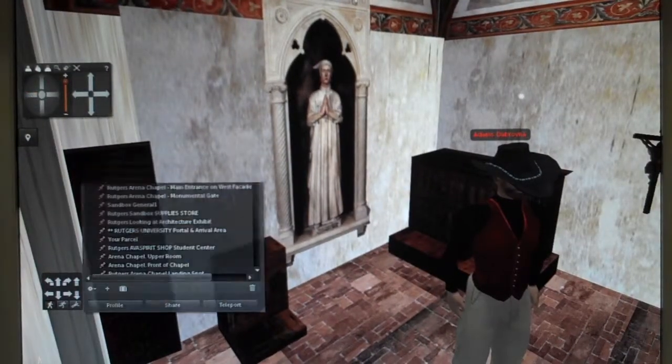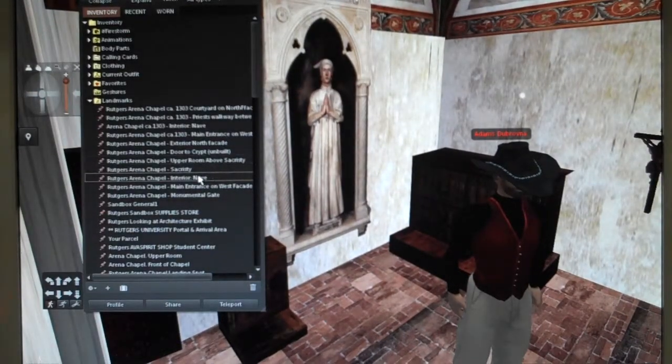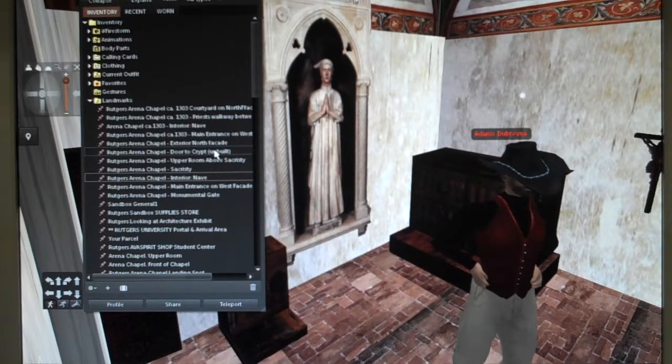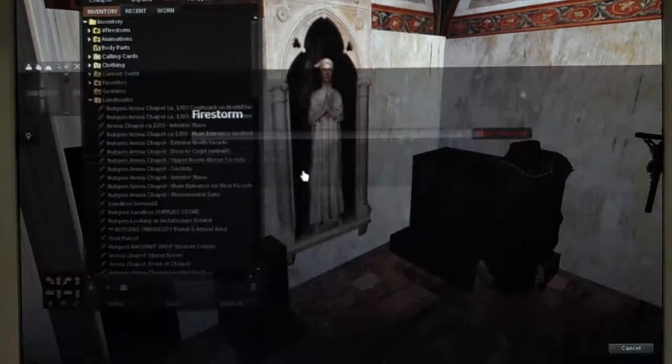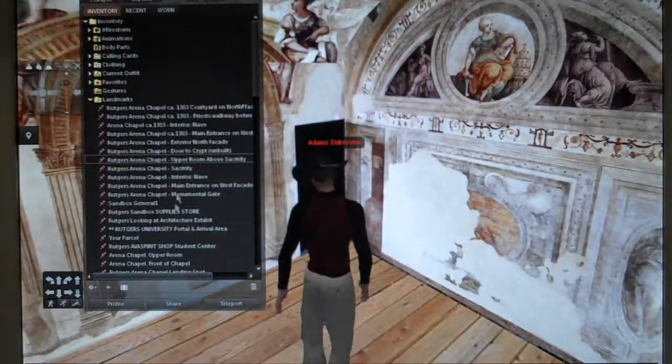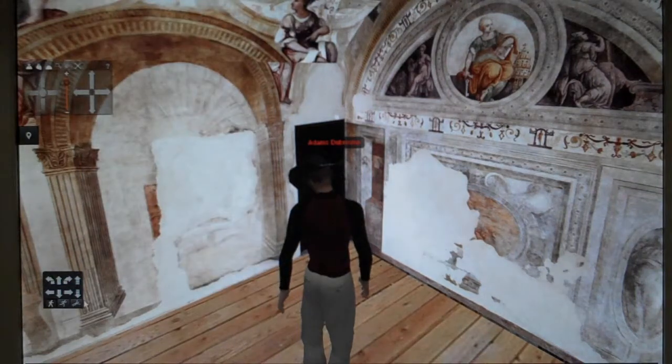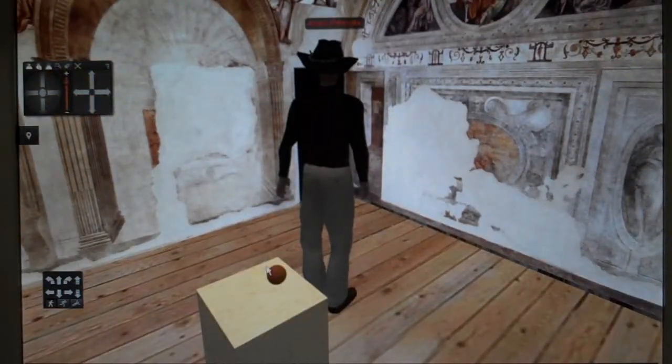And we can TP up to the upper room. If I can find it here, and I'm all of a sudden having trouble here. And we can sit Mr. Scrovegni down while we look at the room.